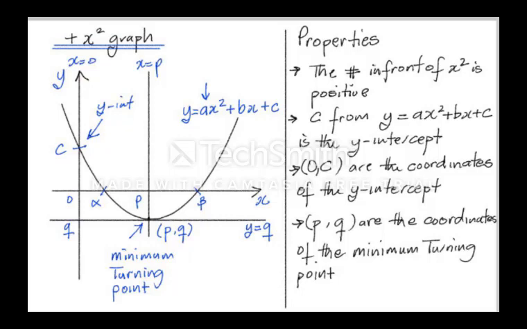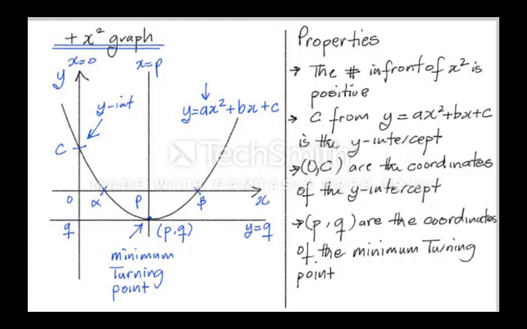For a positive x squared graph, there's a minimum turning point, or a minimum point on the graph right there. That point is called the minimum turning point. And x is equal to p, y is equal to q. So x is p, y is q. Vertical p, horizontal q are the coordinates of the minimum turning point.